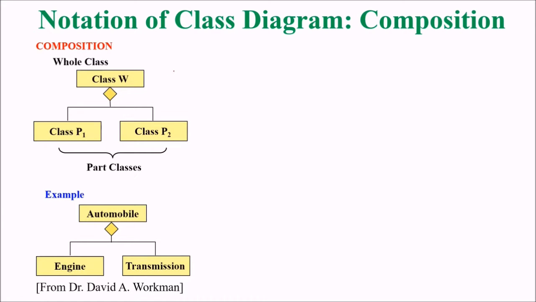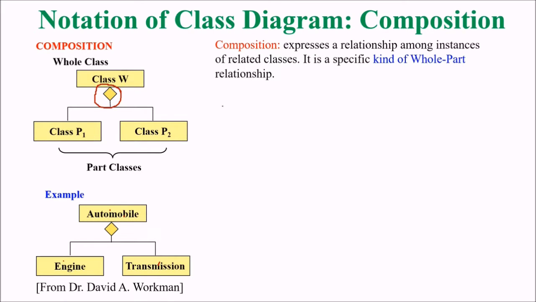Then composition. Notation of a class, we have composition. Composition, as you see, is given by a diamond. This is a whole class. These are the part classes. For example, an automobile. An engine is a part of automobile. Transmission is an aspect of automobile. So composition expresses a relationship among instances. Please understand, composition expresses a relationship among instances of a class or related classes. It is a specific kind of whole or part relationship.